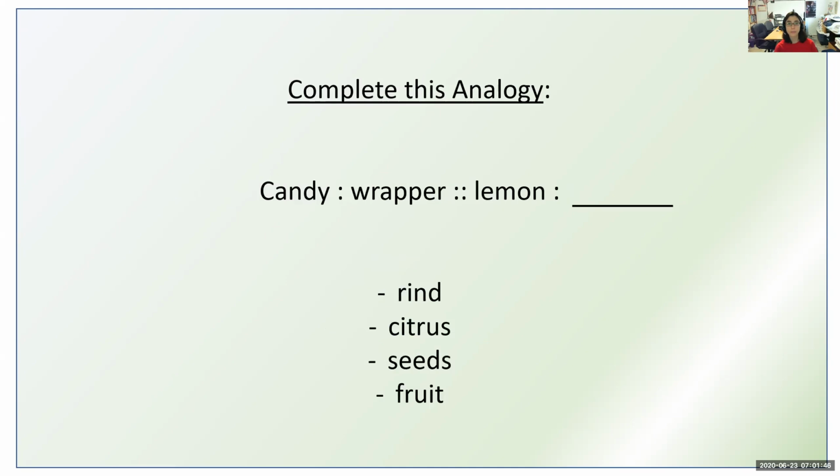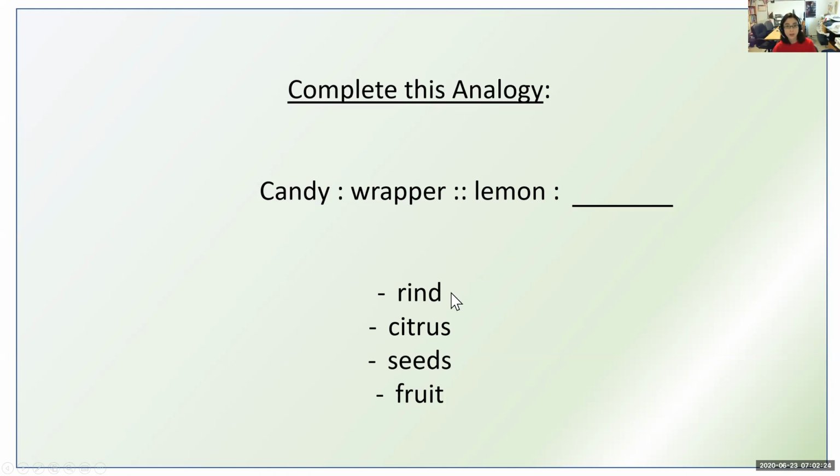Let's try another one. We'll complete this analogy together as well. Candy is to wrapper, just as lemon is to, and our options are rind, citrus, seeds, and fruit. Okay, so candy is to wrapper. What do candy and wrapper have in common? What connects them? A wrapper goes around the candy. Just as lemon is to, okay, so something's going to have to go around the lemon. That's our key thing that we're going to focus on this time.